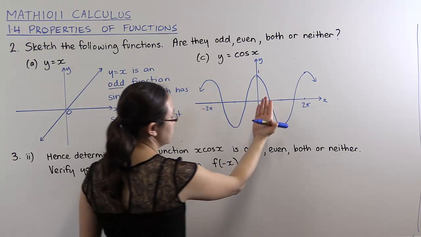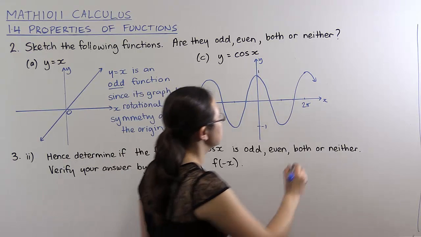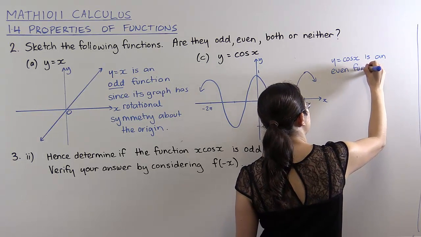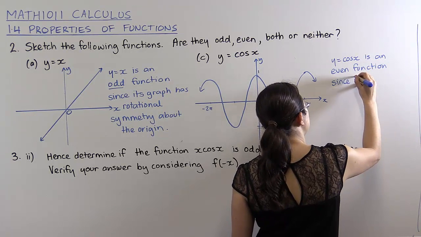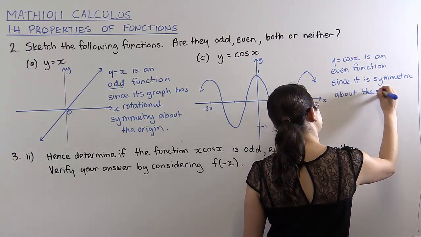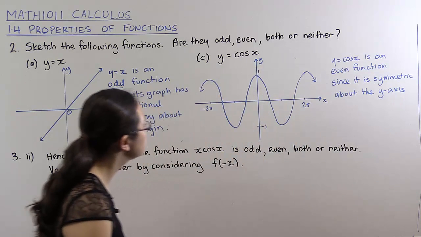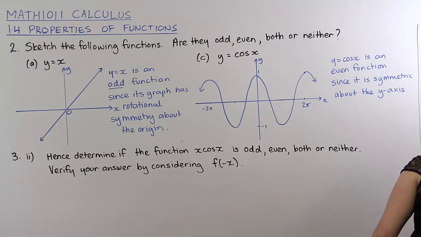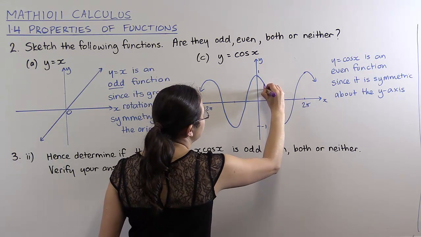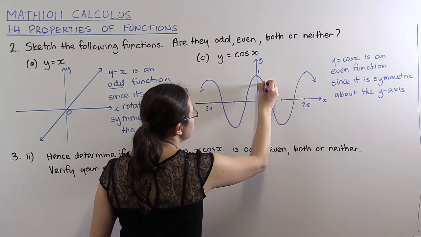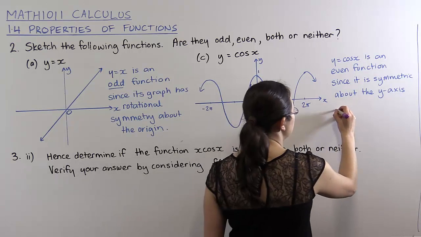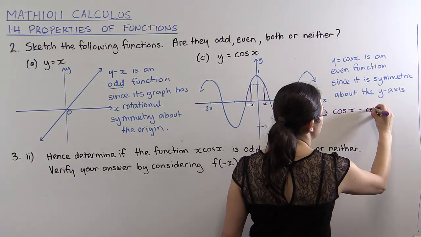So we can see that the cos x graph is symmetric about the y-axis, and that tells us that it's even. So y equals cos x is an even function since it is symmetric about the y-axis. Now even functions, because they're symmetric about the y-axis, if this was x here, say, then cos of x gives me the exact same value as cos of minus x. So since it's even, we know cos of x is the same as cos of minus x.